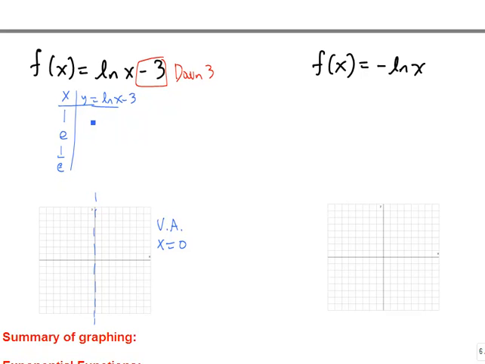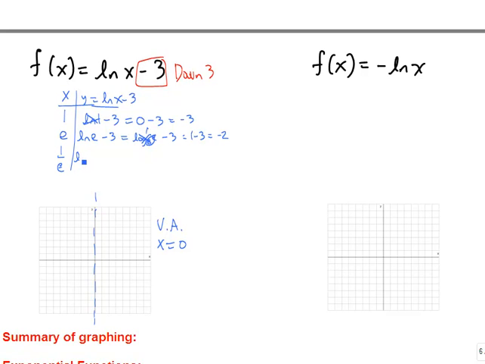So if we plug in 1, ln of 1, or log of 1, goes to 0. So this is going to be 0 minus 3, or -3. If I plug in e, ln of e, remember, is log base e of e. And since the e's here match, this goes to 1, and 1 minus 3 is -2.